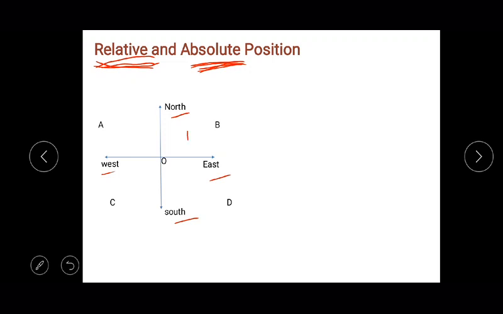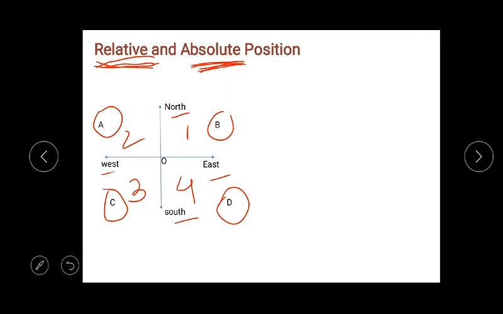The first quadrant is in between north and east, the second quadrant is in between north and west, the third quadrant is in between west and south, and the fourth quadrant is in between south and east. Okay, and in these four quadrants we have four objects. Let's say B in the first quadrant, A in the second quadrant, C in the third quadrant, and D in the fourth quadrant.